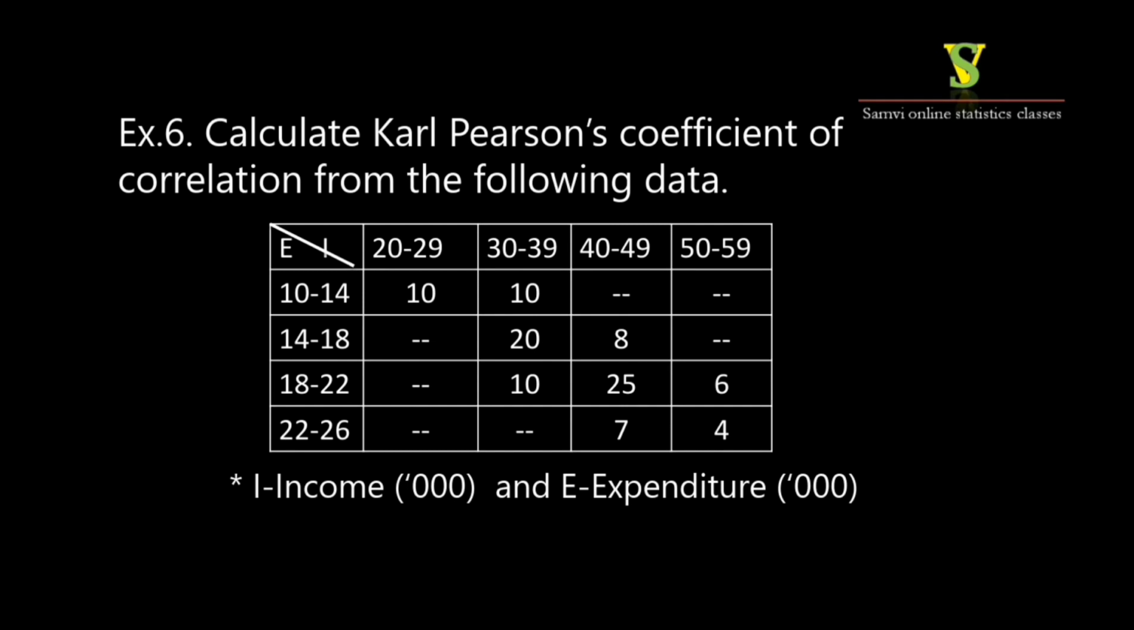Example 6. Calculate Karl Pearson's coefficient of correlation from the following data. Here, the bivariate table is given row-wise and column-wise. I means income, which is given in thousands, and E means expenditure, which is also given in thousands. So let us discuss this one.